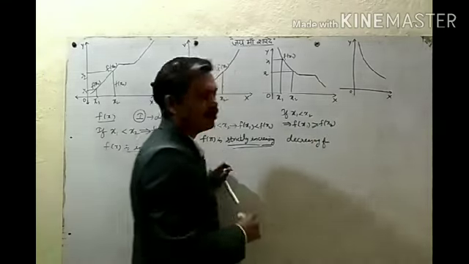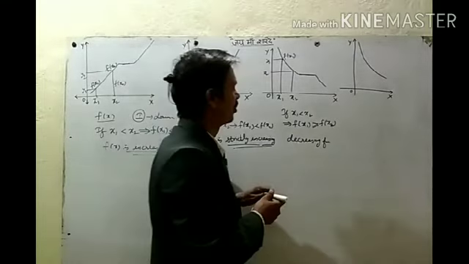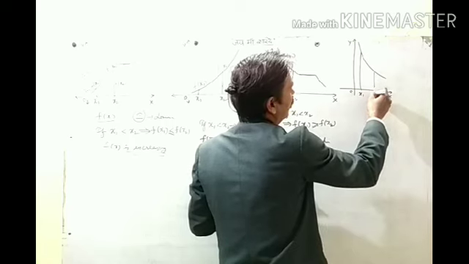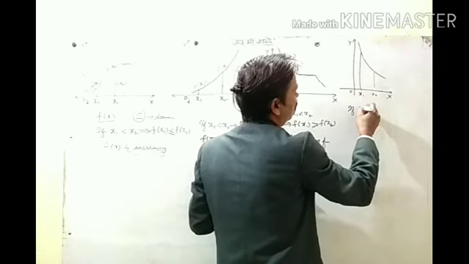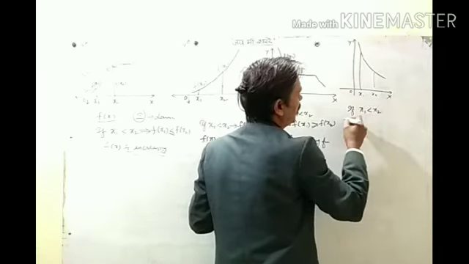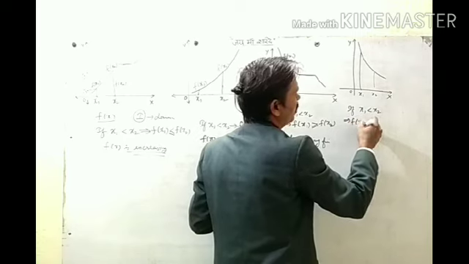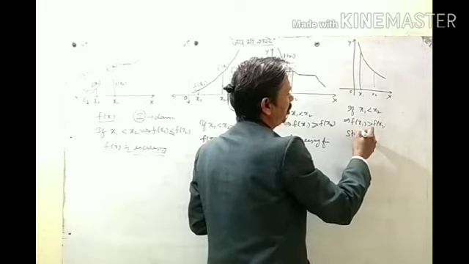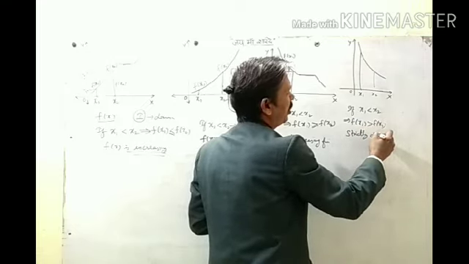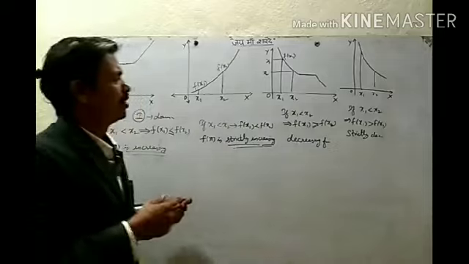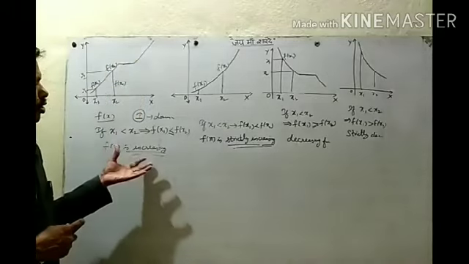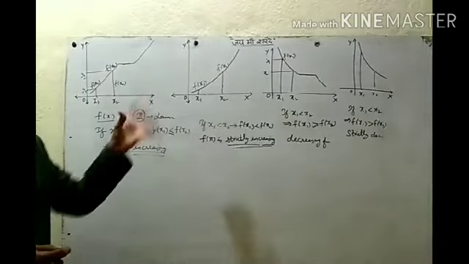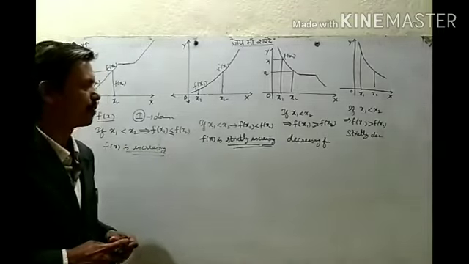Okay? The function will be decreasing function. And the same way, if we have a graph like this, x1 and x2, if x1 is less than x2 but f of x1 is more than f of x2, then it is strictly decreasing. Okay? So these are the conditions to find out whether a function is strictly increasing or only increasing, or decreasing or strictly decreasing.